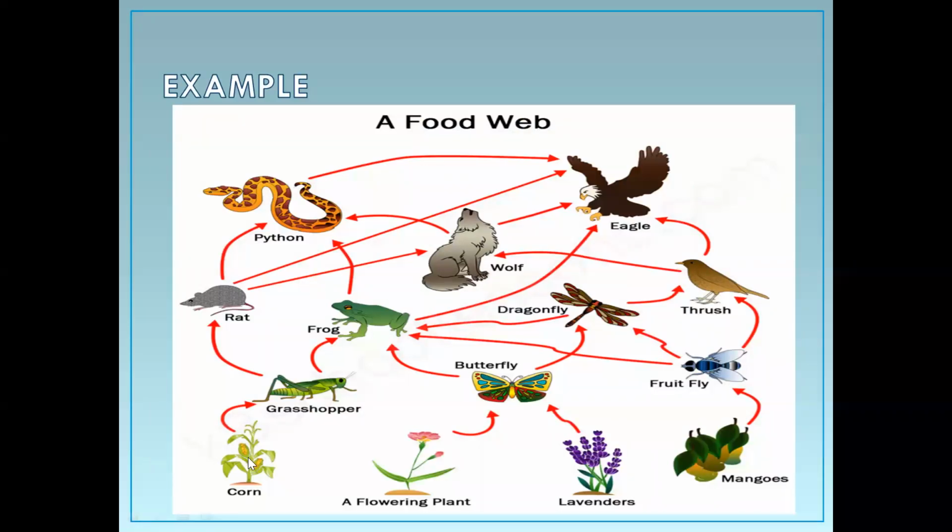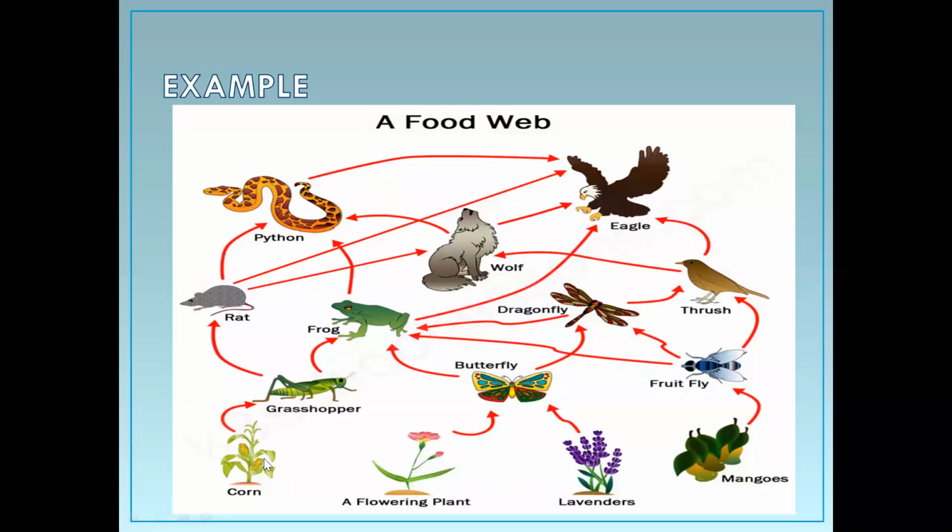Okay, you can see three plants, and remember one thing, students, that either a food chain or a food web always starts from a plant. Remember, okay, that either a food chain or a food web always starts from a plant. Like here you can see corn, a flowering plant, lavender, and mangoes. That is stage number one.